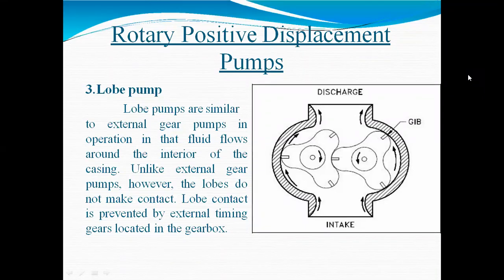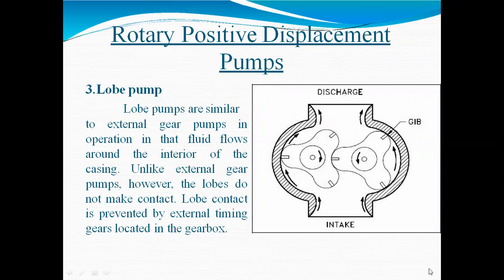Okay, so the next type is the lobe pump. The working is similar to your gear pump, only the revolving or rotating element changes. In case of your gear pump, there is a pair of gears which mesh either externally or internally and which will suck the oil. But in case of the lobe pump, different peripheral lobes are placed inside your casing.